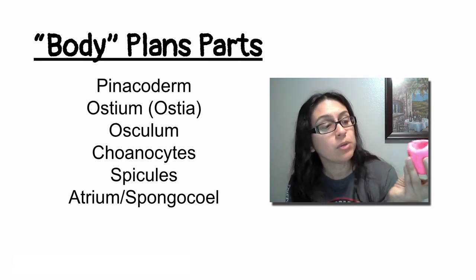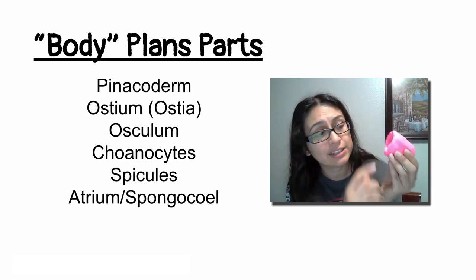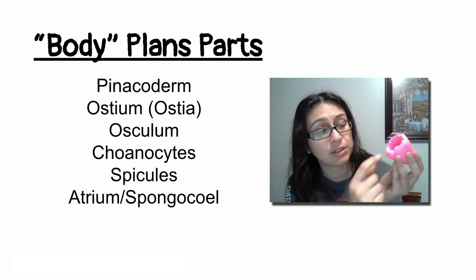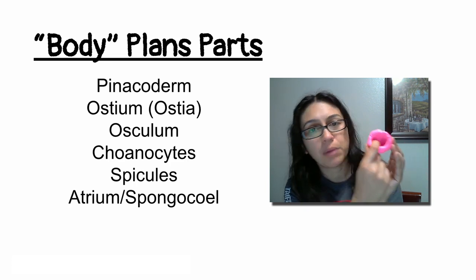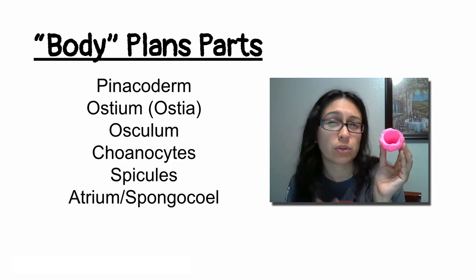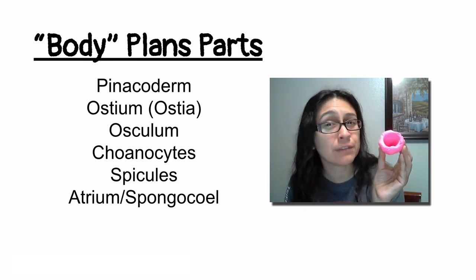Then you have the spicules. Just like we couldn't see our choanocytes, we can't see our spicules either, but within the actual walls of the sponge's body, you're going to find the spicules, which are those skeletal parts that act as a skeleton for the sponge.